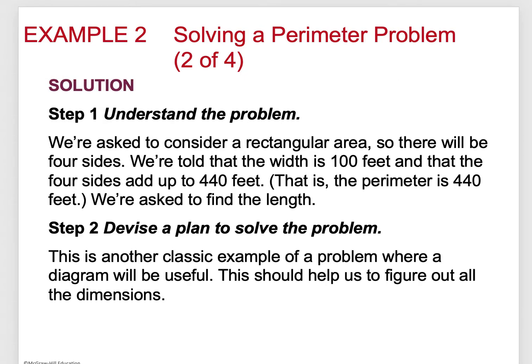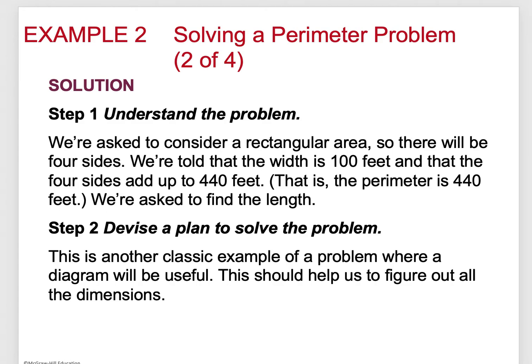So when I'm understanding the problem, I know it's a rectangle and that's important. So I'm going to underline or highlight the rectangle. A rectangle has 4 sides, and I'm told the width is 100 feet and that the 4 sides add up to 440.